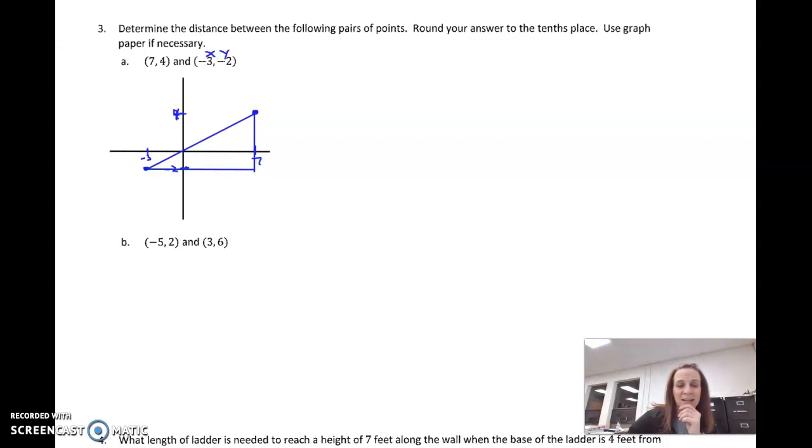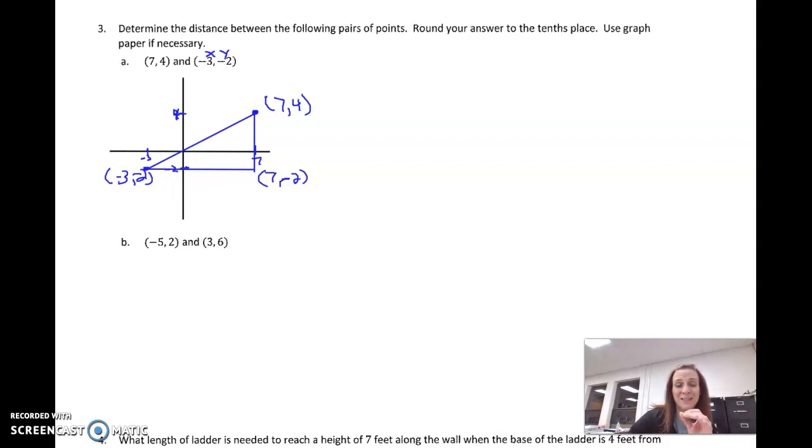This right here is the point 7, 4. Okay, so this is 4 units high. Down here, now this point right here is at negative 3, negative 2. This point right here, notice it's still at 7, but it's going to be the same y value as this one.